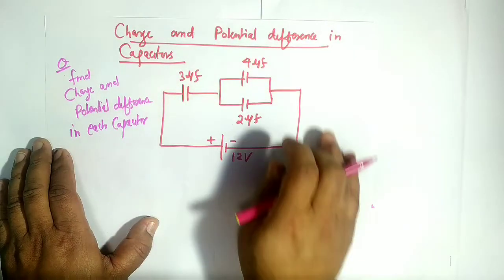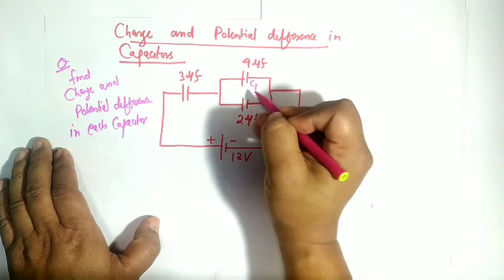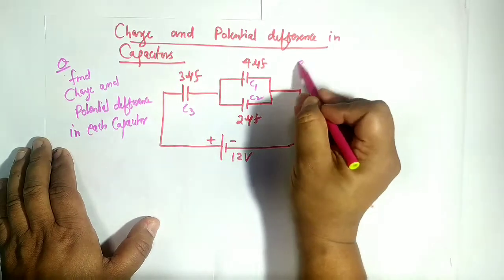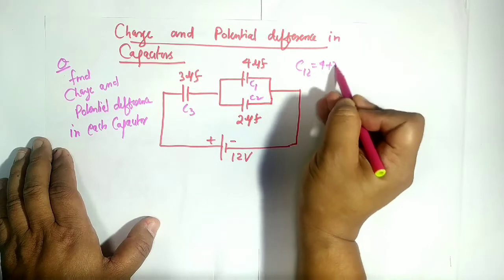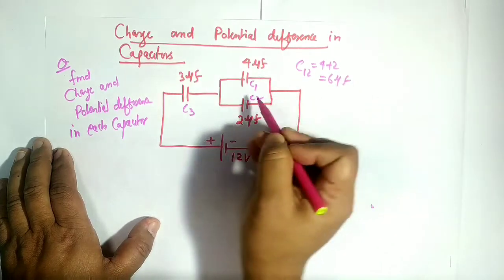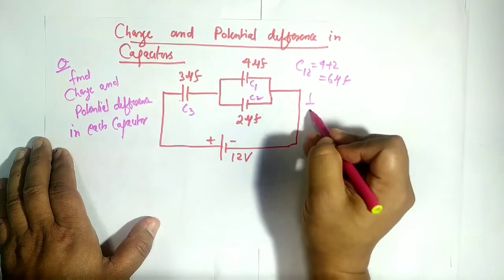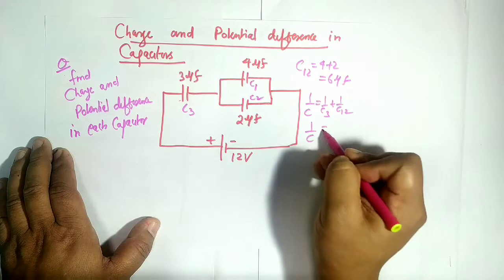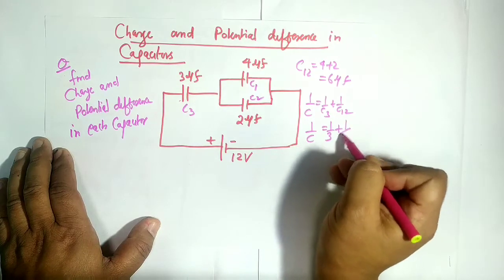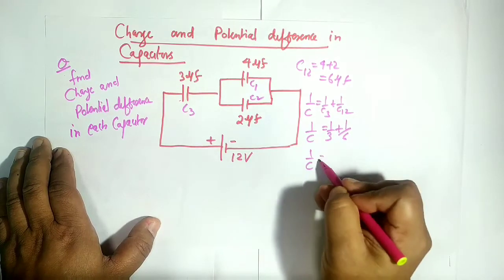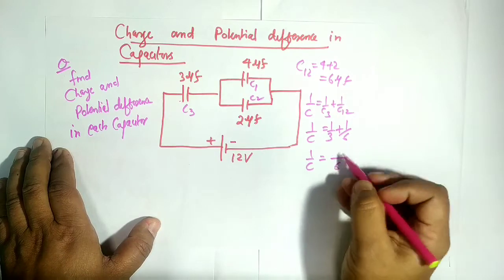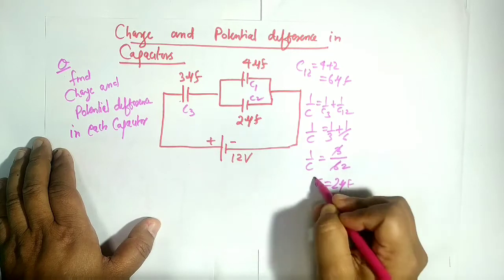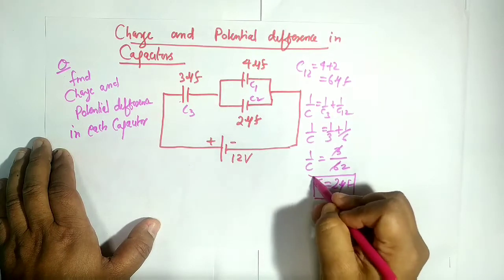We will first find out the net capacitance. So this is C1, this is C2, C3. So what will be the net capacitance? C1 and C2 are in parallel, so C12 will be 4 plus 2. It will be 6 microfarad. And then in series with this, 1 upon C will be 1 upon C3 plus 1 upon C12. So 1 upon 3 plus 1 upon 6. Okay, so it becomes what? 3. So reciprocated, ultimately C is what? 2 microfarad. The net capacitance is 2 microfarad.